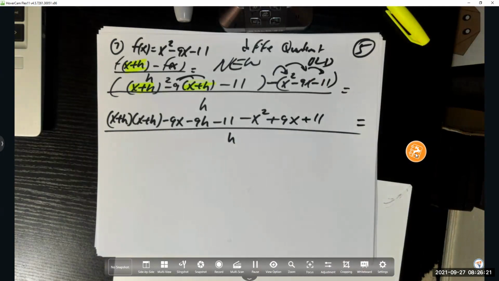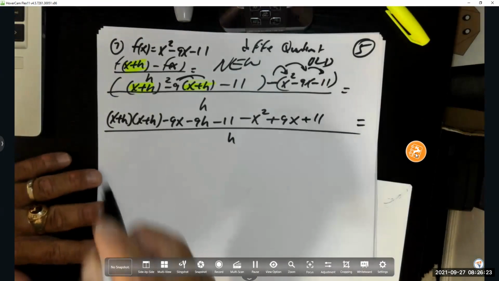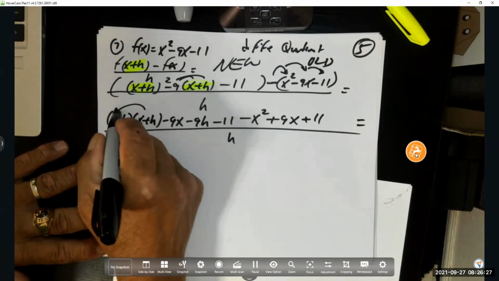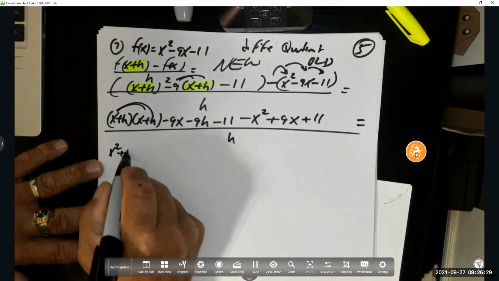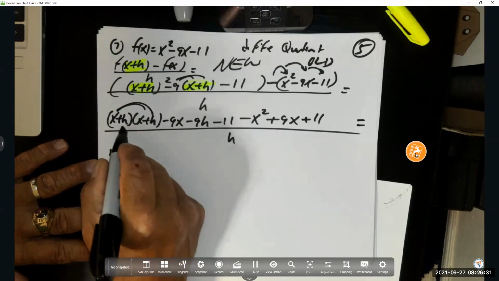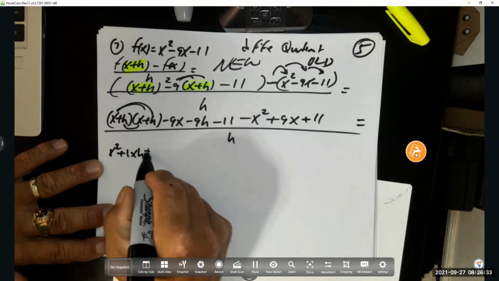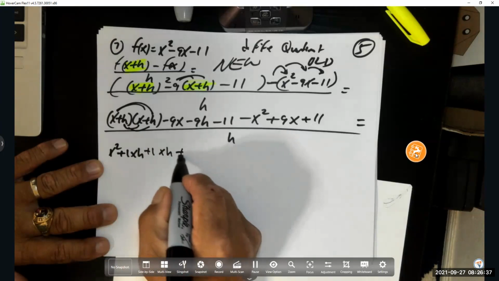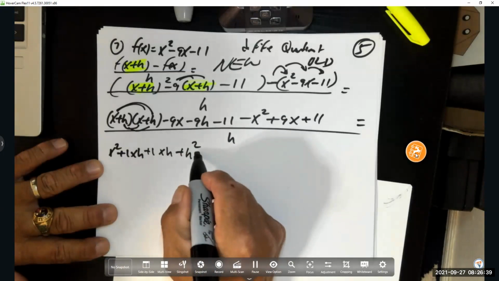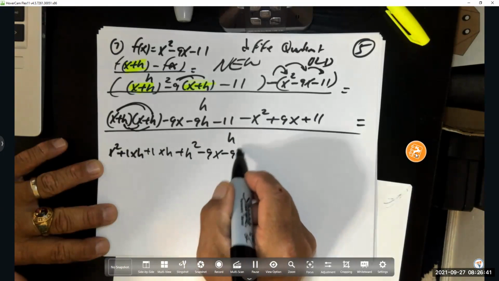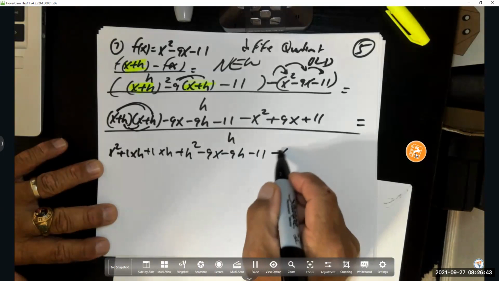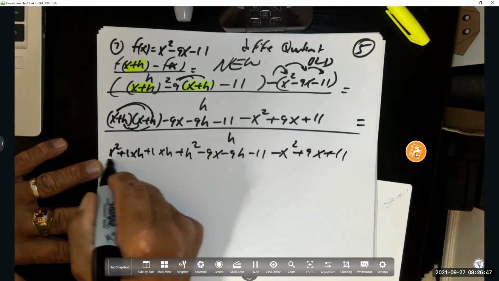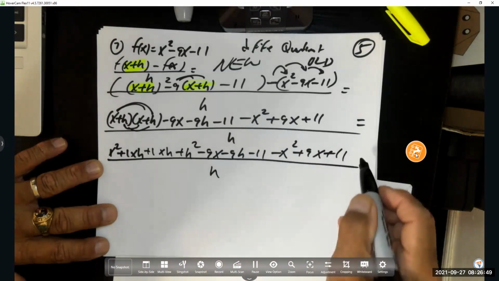Yes, sir. All right, so now I'm going to multiply it out. Ready? Okay, x times x is x squared. x times h is 1xh. And x times h again is 1xh. Is that okay? Plus h squared. And everything else, I'm just going to copy it. Minus 9x, minus 9h, minus 11. Minus it, plus that, plus 11, all over h.